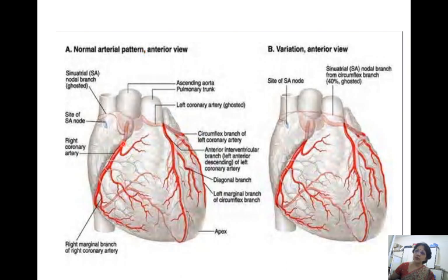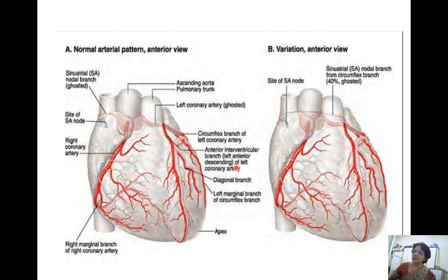So in the anterior view, the normal pattern is the right coronary giving a right branch, the conus, then the left coronary at the back. And from this point you see the left marginal and diagonal. Right? So this is more or less the normal pattern. The SA nodal branch goes in the groove between the left and right atrium, and it is closely related to the superior vena cava. So that is the SA nodal branch.